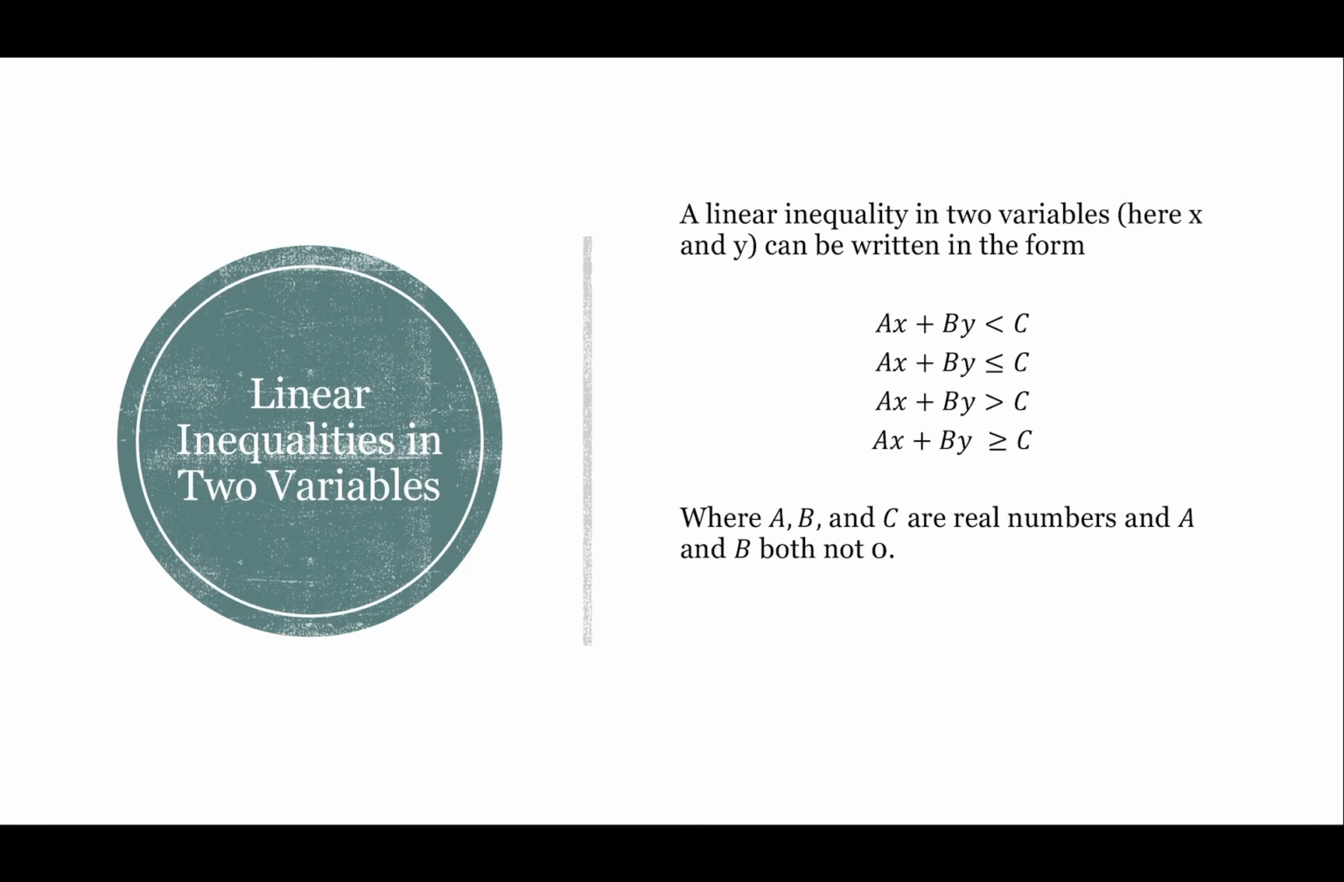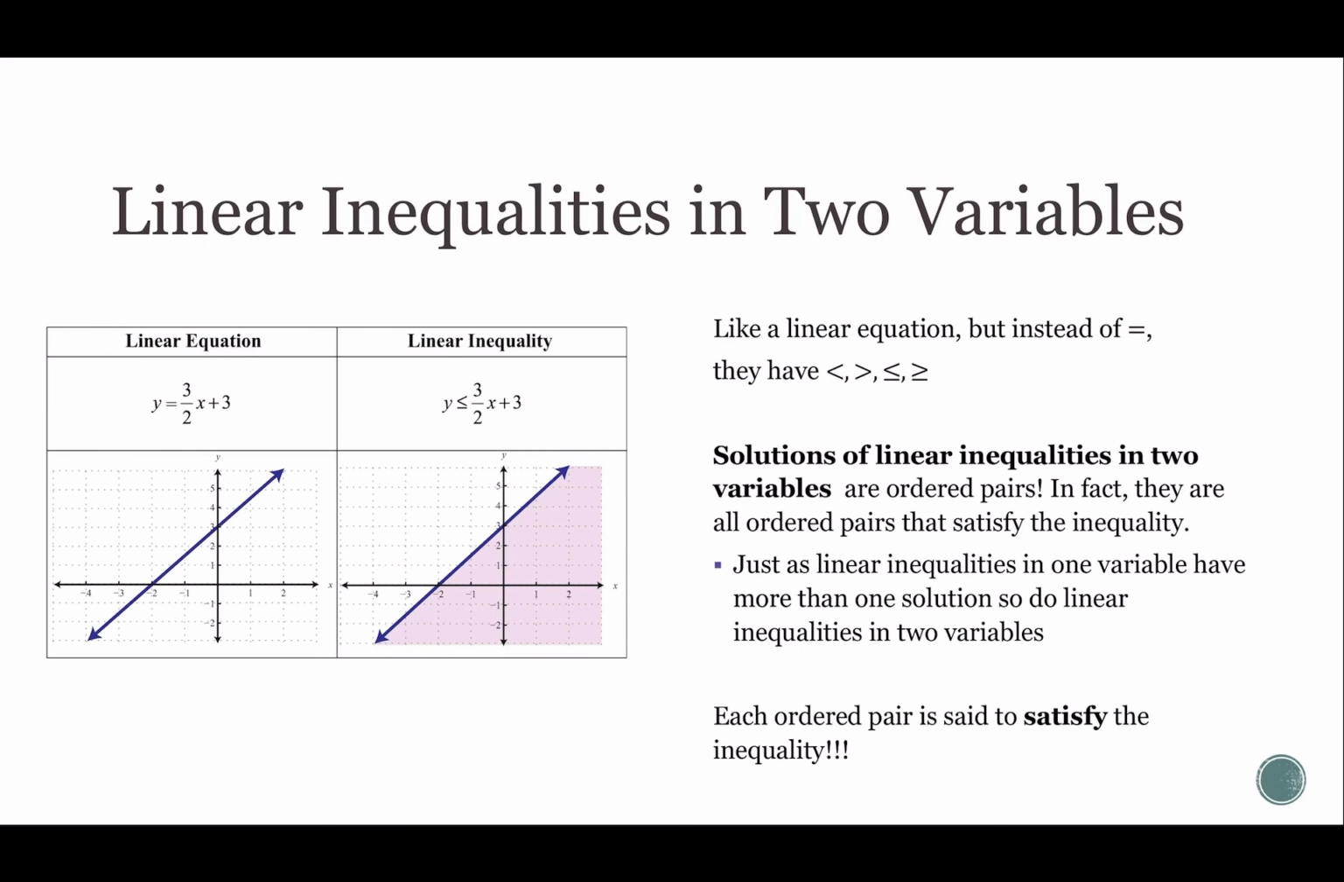So linear inequalities with two variables can be written in any of the following four forms. The only thing that differs is what inequality symbols are used. And make sure that a, b, and c are real numbers, and a and b are both not equal to 0.